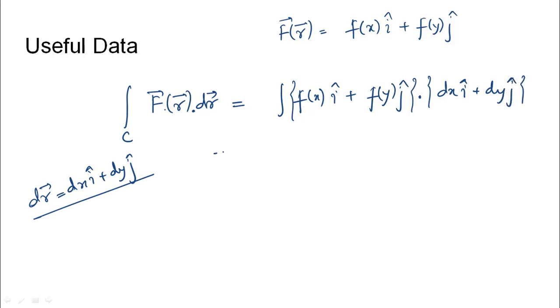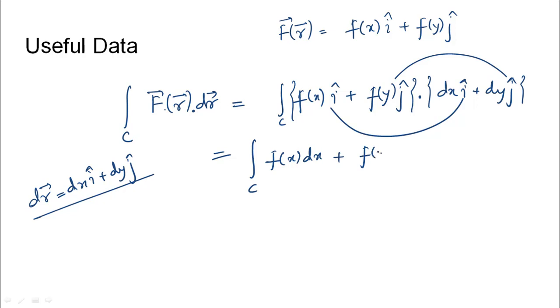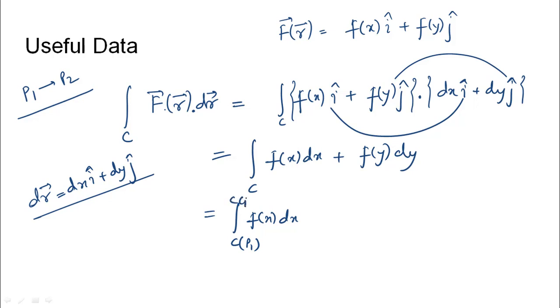On taking the dot product, we multiply the i components together and add them with the product of the j components. This would be the integral over C of Fx dx plus Fy dy. Depending upon the points given from P1 to P2, we can split this integral into the integral of Fx dx from point P1 to point P2 plus the integration of Fy dy from point P1 to point P2.